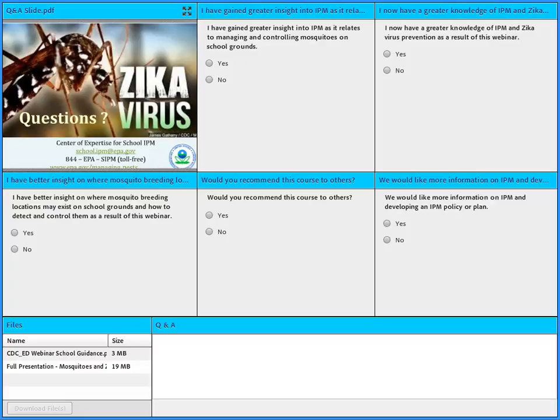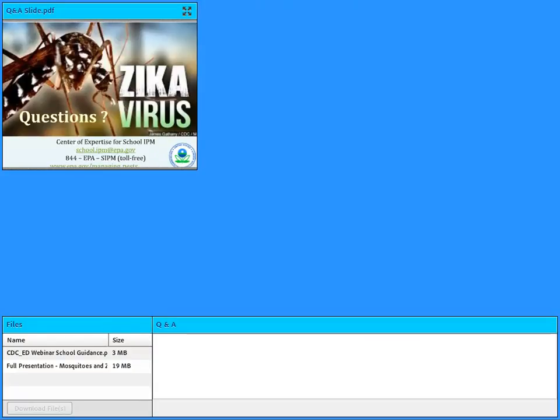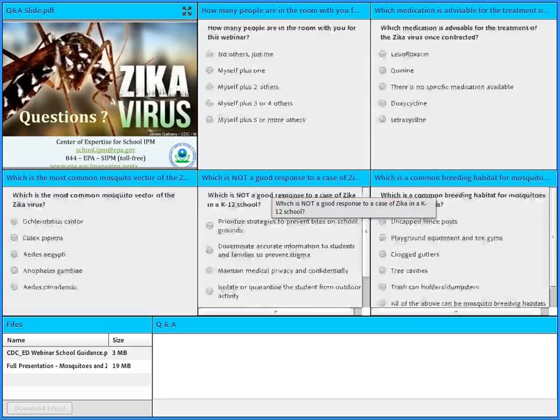Joe, I have another question here. Once you have the virus, how long would you still be contagious? It's going to vary from person to person based on your own status of health and whether or not you're immunocompromised. But typically it's going to be 7 to 10 days, maybe up to 2 weeks in some individuals.